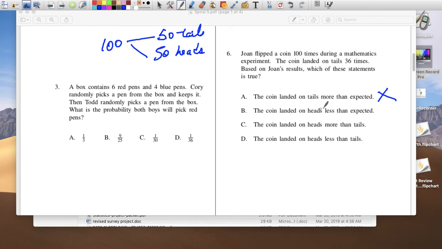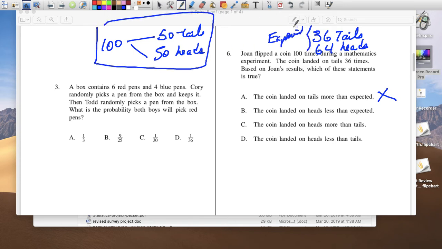The coin landed on heads less than expected. If, in our experiment, it landed on tails 36 times, that means the remaining 64 were heads. So during the experiment, this is what we expected, right? And this was what happened in the experiment. So the coin landed on heads less than expected? No. We were expecting 50, and it landed on heads 64 times. So that's also not true.